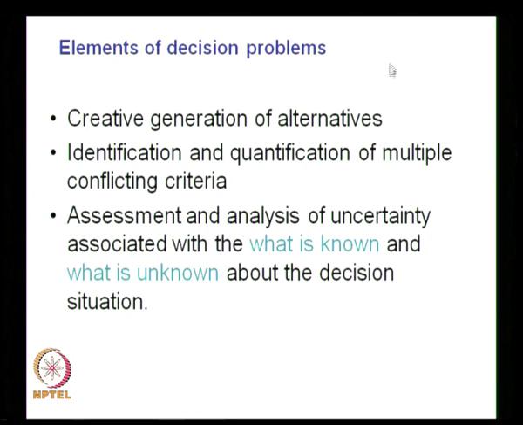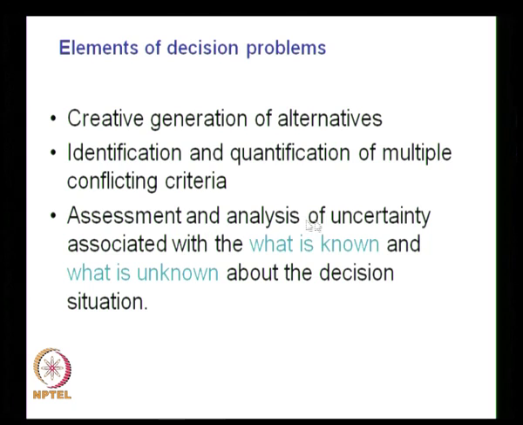The main elements of the decision problem begin with the creative generation of alternatives. Whenever we need to make a decision, we need to look at all the alternatives possible. We should not rely on one or two alternatives. We have to look at all the possibilities existing, and then identify and quantify multiple conflicting criteria. You will be having a lot of conflicting criteria, so we need to identify them and quantify them. We need to look at the criteria and also quantify the risks involved in those particular events as well as the probability of those events. So the identification and quantification becomes important.